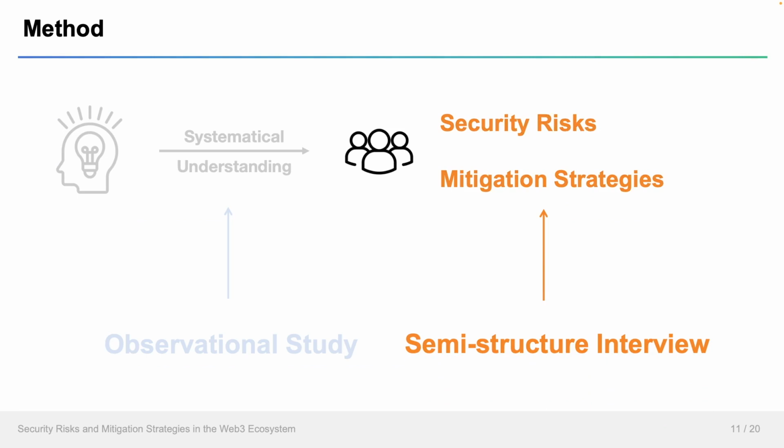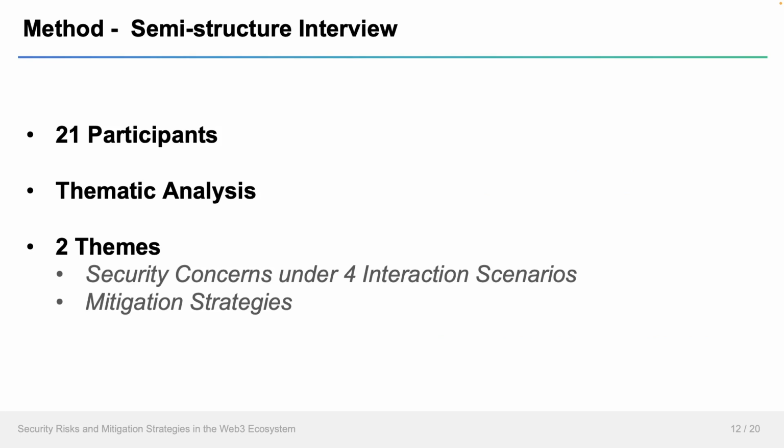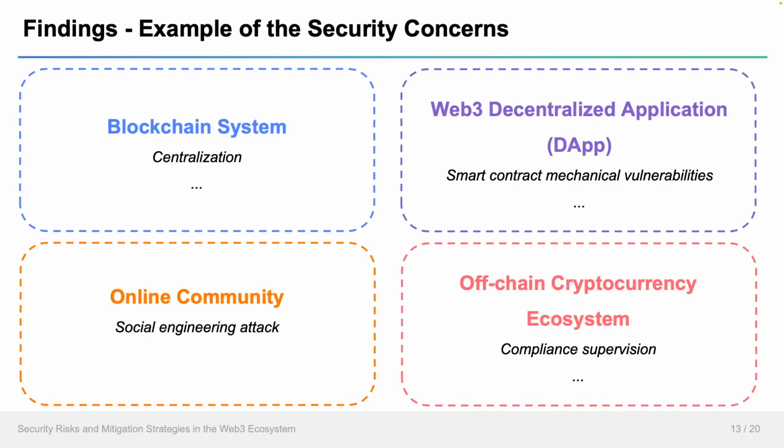Subsequently, we designed a user study to explore how users perceive security risks across different interaction scenarios. We conducted an interview study involving participants from the Web3 ecosystem, recruiting a total of 21 Web3 users. Thematic analysis was employed to process our interview data, resulting in 2 main themes: security concerns under the 4 interaction scenarios and mitigation strategies. Our first findings focus on user concerns within different application scenarios in the Web3 ecosystem. Firstly, users express distinct worries across the 4 interaction scenarios. While we won't enumerate all of these concerns here, we'd like to share some intriguing discoveries.